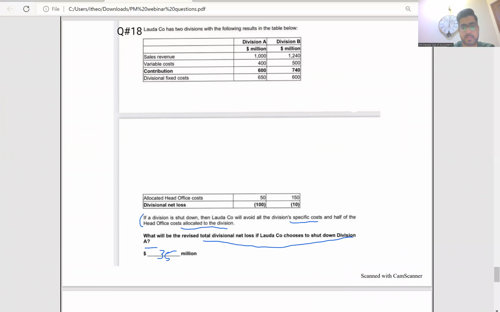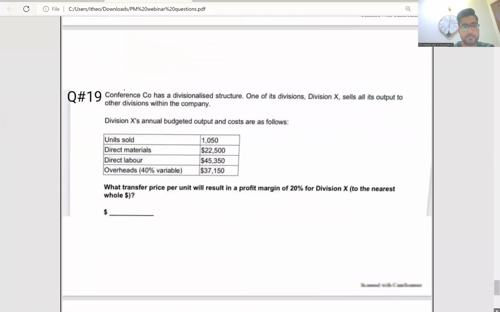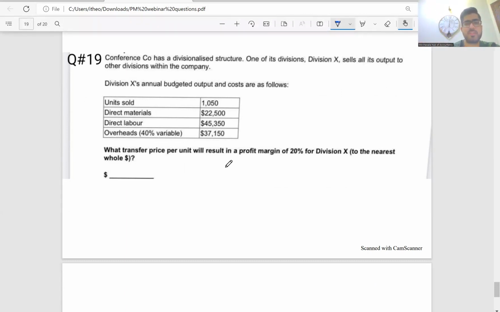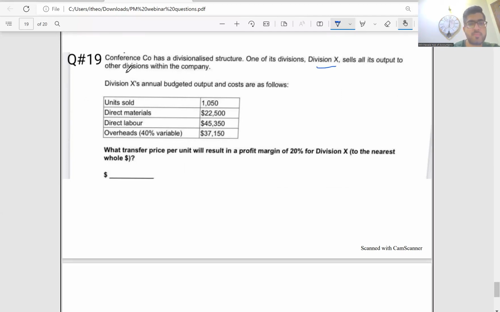Okay, second last MCQ now. It's a very easy question. Usually, the topic of transfer pricing is sometimes tricky for students, but this is a very simple question. The company has a divisionalized structure. One of its divisions, Division X, sells its output to other divisions. So one division sells output to other divisions.